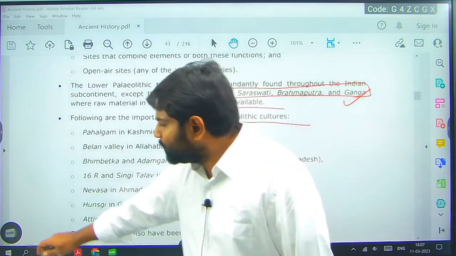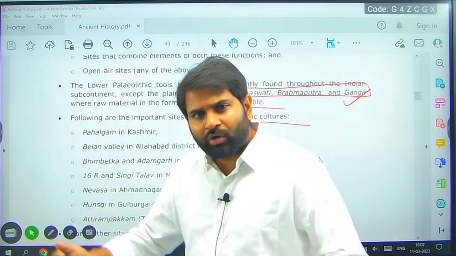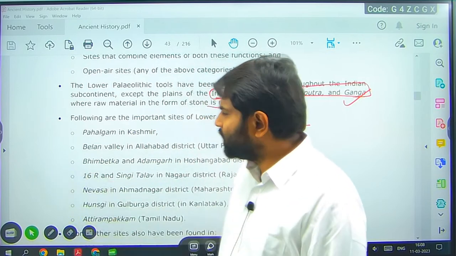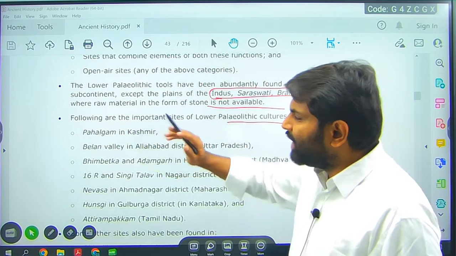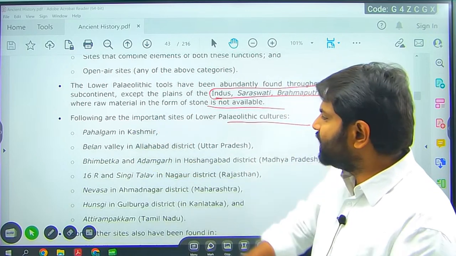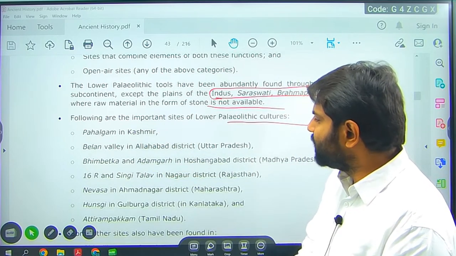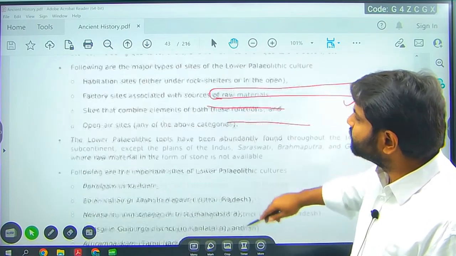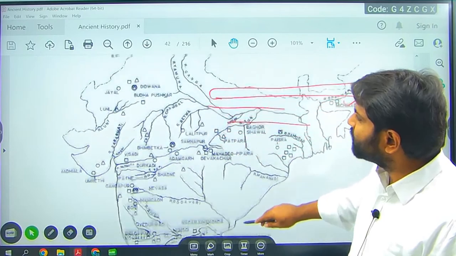These are to be carved, taken out of a particular plateau or maybe a mountain or a small hill, right? Let us consider that. Pahalgam in Kashmir, Belan Valley in Allahabad district of Uttar Pradesh, Bhimbetka. Bhimbetka is very important. First we will try to understand Pahalgam in Kashmir.